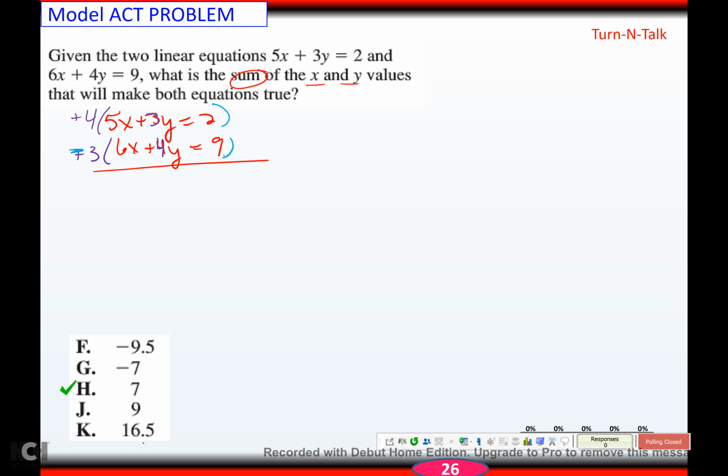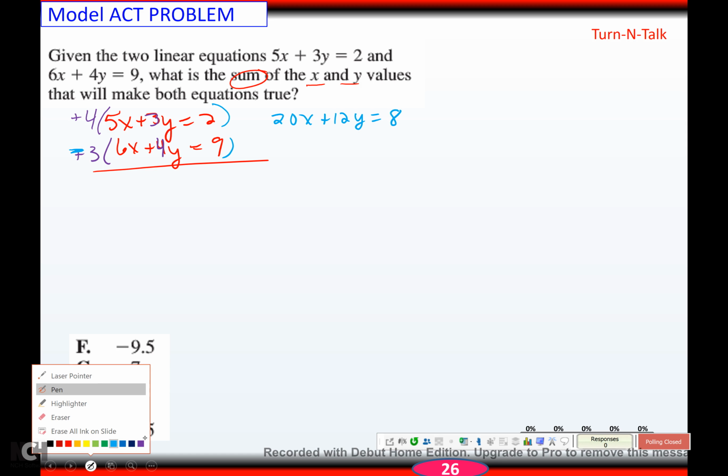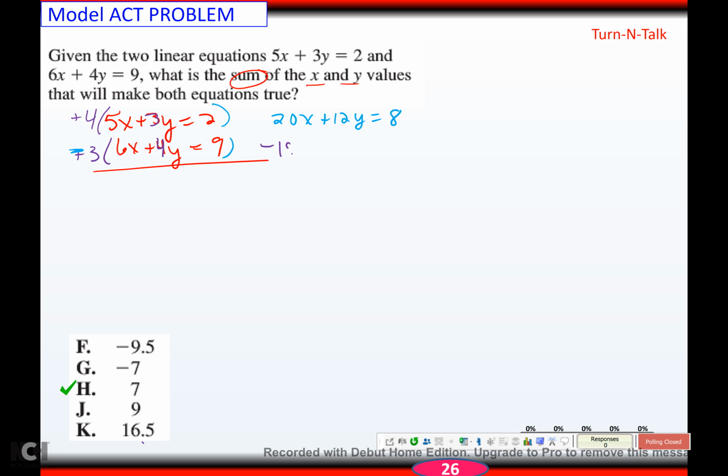So then when I distribute, on top I'm going to get 20x plus 12y equals 8. And on bottom, I'm going to get a negative 18x, a negative 12y, and a negative 27. And my y's will be eliminated, which is what I wanted. So I have 20x take away 18x, which is 2x, equals 8 take away 27 is negative 19. Divide by 2, and I get x equals negative 19/2.